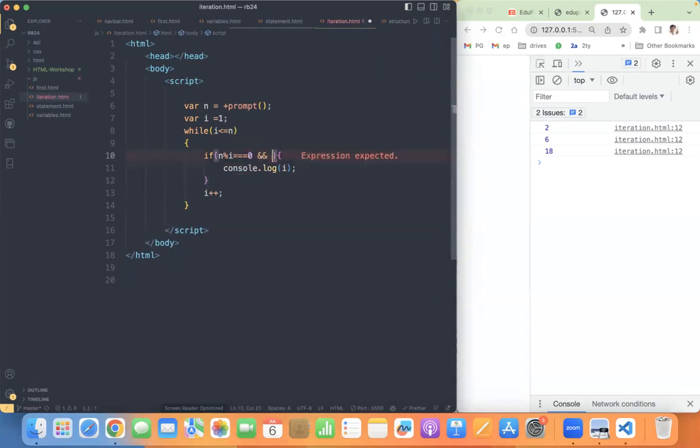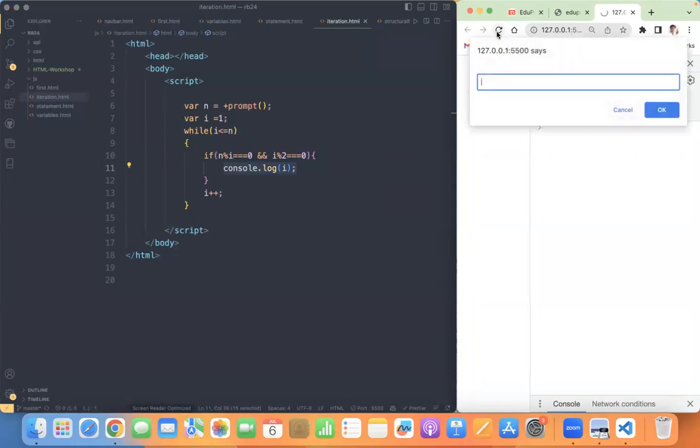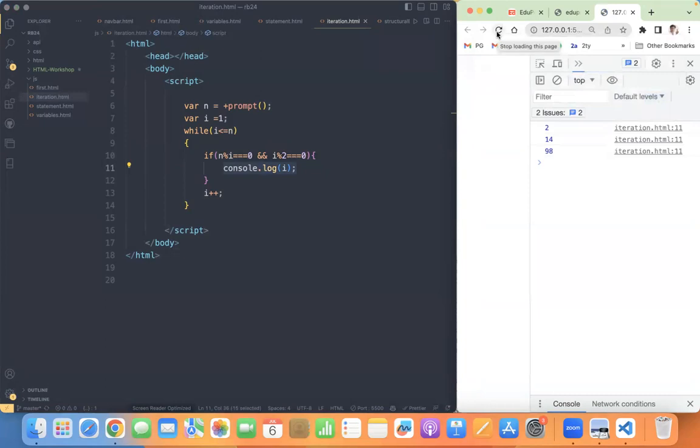Can I do something like this? When n modulus I is equal to 0 as well as I modulus 2 is also equal to 0, only then print. Now also you will get the same answer. 47 doesn't have any factors, first thing. There is no even factor also. For 98, 2, 14 and 98 are the even factors possible. Okay, this is how you can write multiple things.